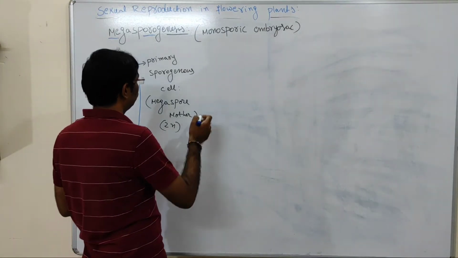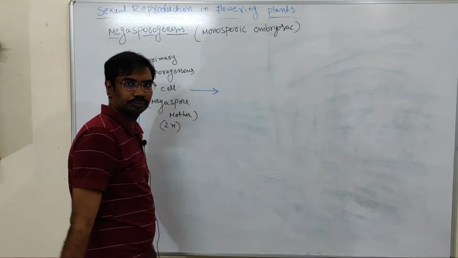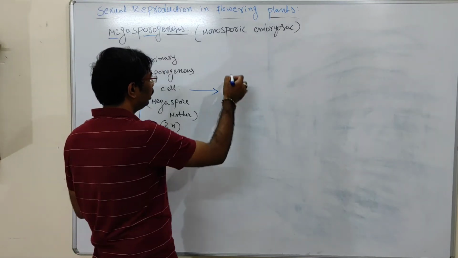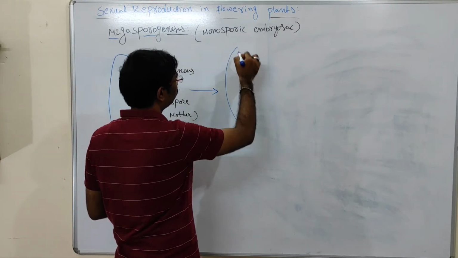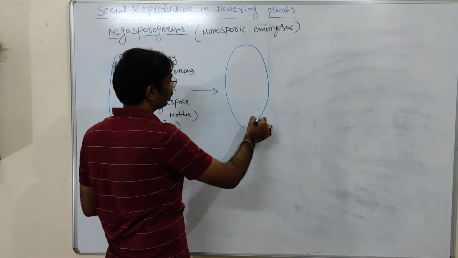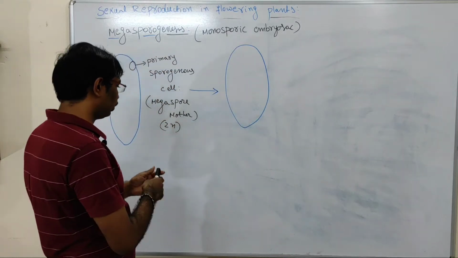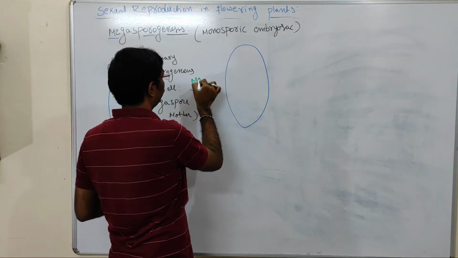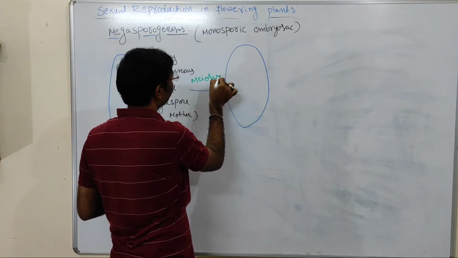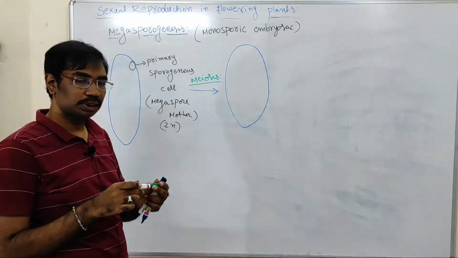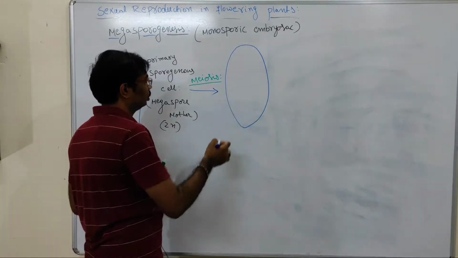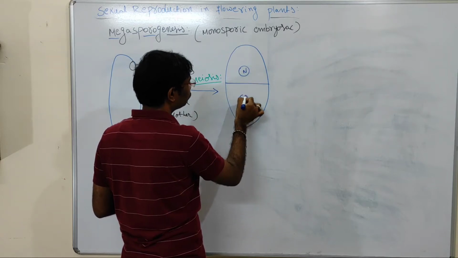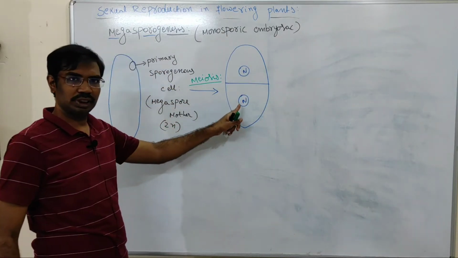Again, see here, the megaspore mother cell is present in this location. The megaspore mother cell undergoes meiosis. By meiosis 1, how many cells are produced? Two cells are produced, the first cell and the second cell. This is a nucleus and this is also a nucleus. So it produces two cells.